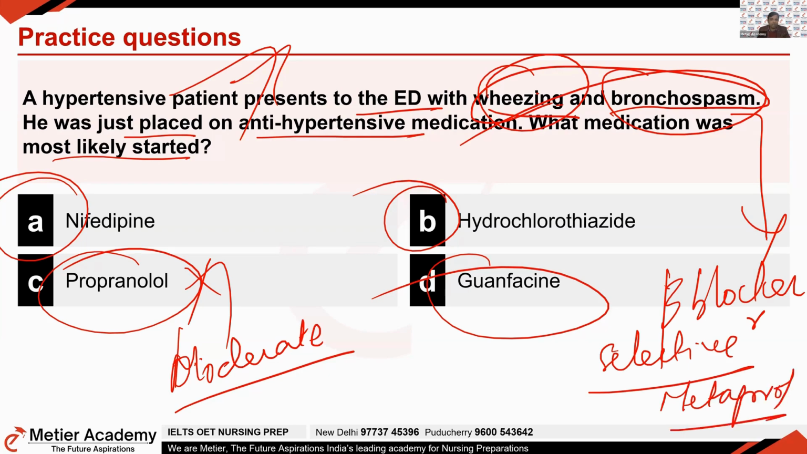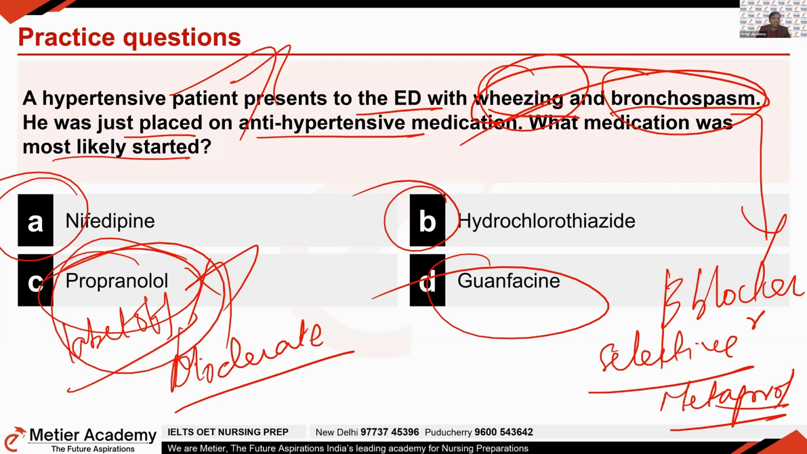Many books generally say beta blockers are contraindicated, but you should know selective and non-selective beta blockers. Selective beta blockers, metoprolol, are very important. Non-selective beta blockers are propranolol, atenolol, and labetalol, which usually you should not give. A thiazide diuretic is not needed because of the bronchospasm, and we should choose the safer drug, which is very important.